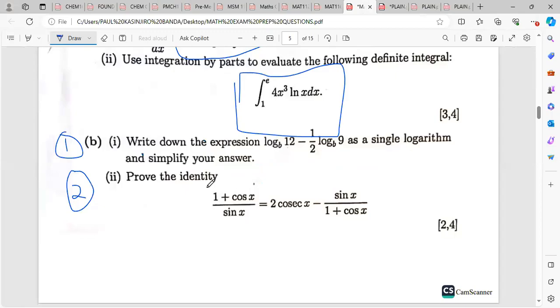So we have the identities now there. They are saying prove this identity: 1 plus cos x over sine x is equal to 2 cosec x minus sine x over 1 plus cos x. How do you prove this expression? You always choose to prove the side that looks more complicated. Between the left and the right, the right looks more complicated, so we're going to prove that the right hand side is equal to the left hand side.